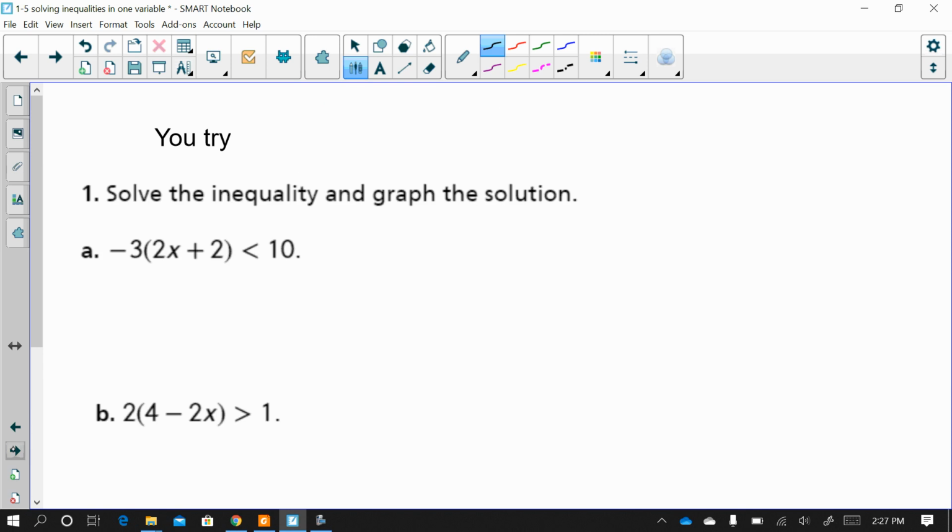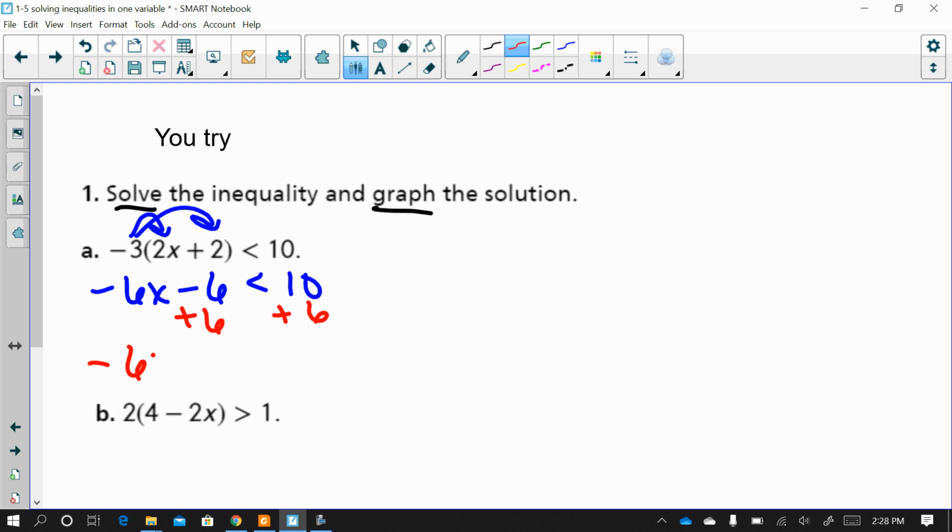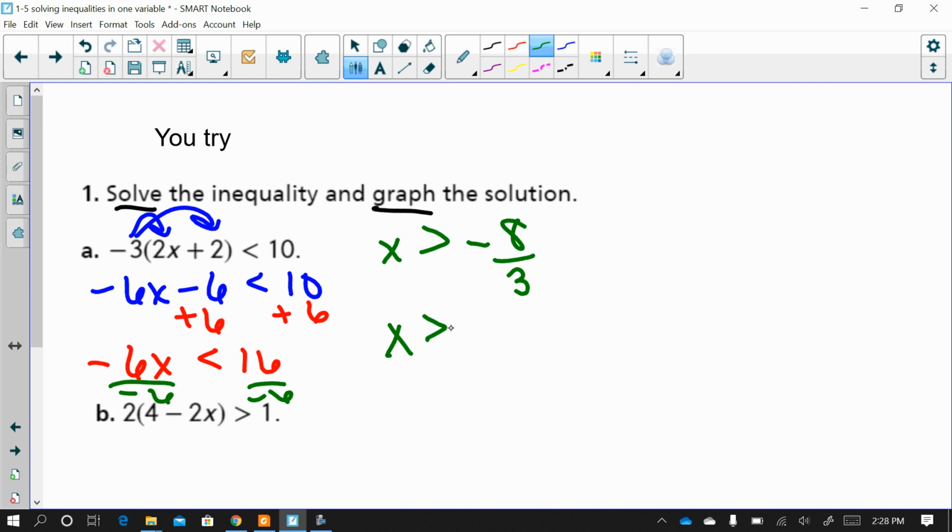Okay, so your turn. Please pause the video and try these two problems. Notice it says solve and graph. So I'll do it now. So distribute: -6x minus 6 less than 10. Add 6. -6x is less than 16. Divide by the -6. X, flip, greater than. I'm going to just reduce this fraction. It's negative, let's see, 2 goes into both of those, 8/3. Or if you want to put it as a decimal, -2.6 repeating.